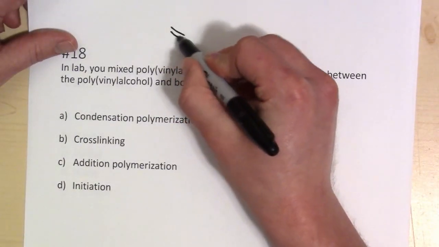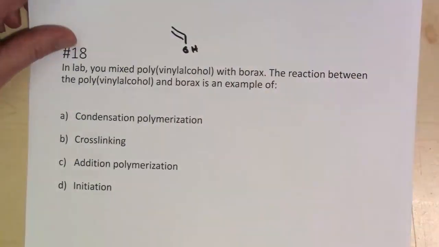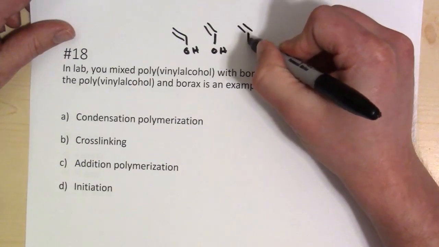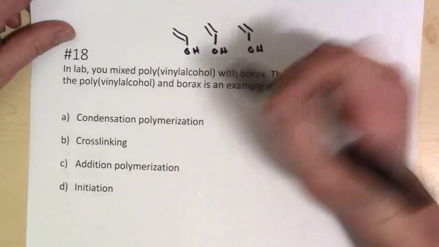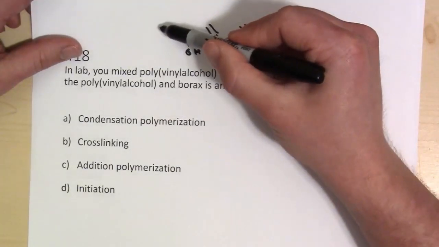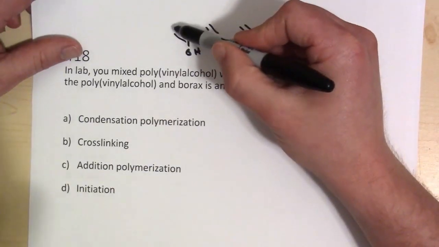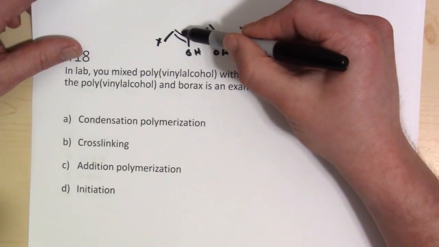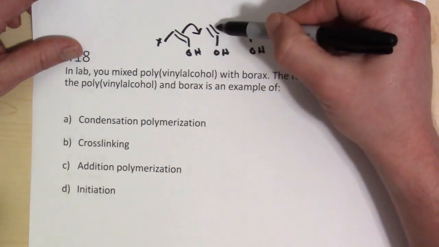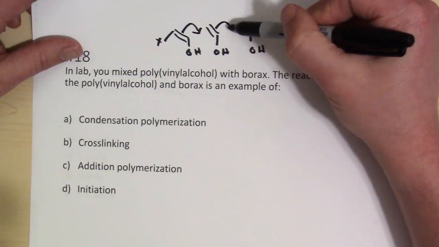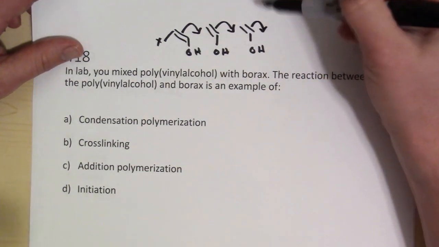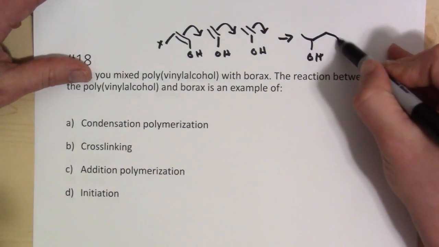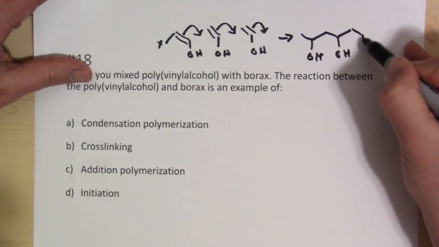So that is vinyl alcohol. When you have multiple vinyl alcohols, you have to initiate the polymerization. That typically adds something over here that breaks this bond, which causes it to form a bond with this carbon, which then initiates the chain reaction to form the polyvinyl alcohol polymer.